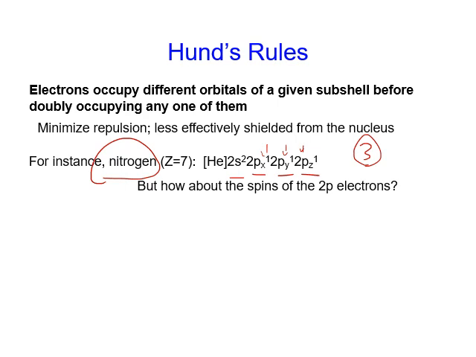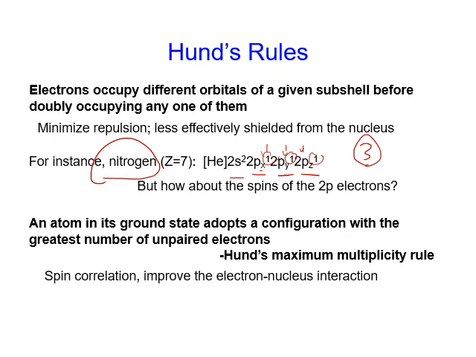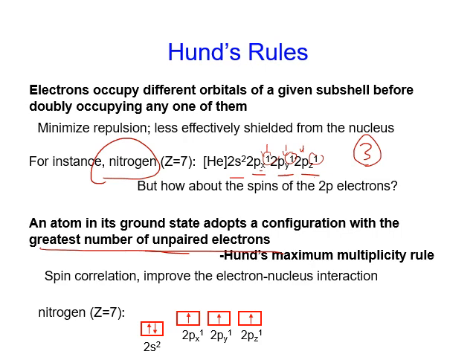But what about the spin? So you have 3 orbitals, each of them has 1 electron. Are they in opposite spin or the same spin? This is addressed by the second Hund's rule, which says an atom in a ground state adopts a configuration with the greatest number of unpaired spins. And therefore, that means these 3 electrons must be in the same spin state, so they are unpaired. Okay, and therefore we can draw it like this. So in this case, all the spins are in the alpha state.